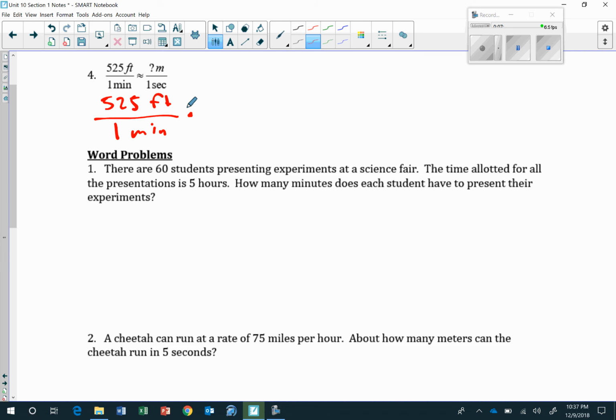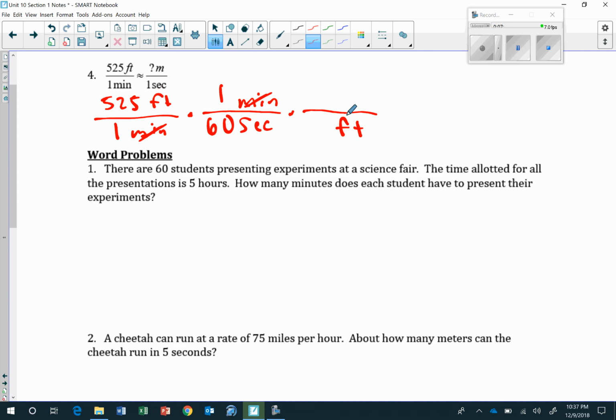And I'm going to start by working on the minutes. I want to turn the minutes into seconds. So since minute is in the denominator, it needs to go to the numerator, which means seconds will be on the denominator. I know that 1 minute is 60 seconds. So now minutes can cancel out. So right now I have feet over seconds. Seconds is what I want in the denominator, but I do not want feet in the numerator. So I'm going to have to convert feet into meters.